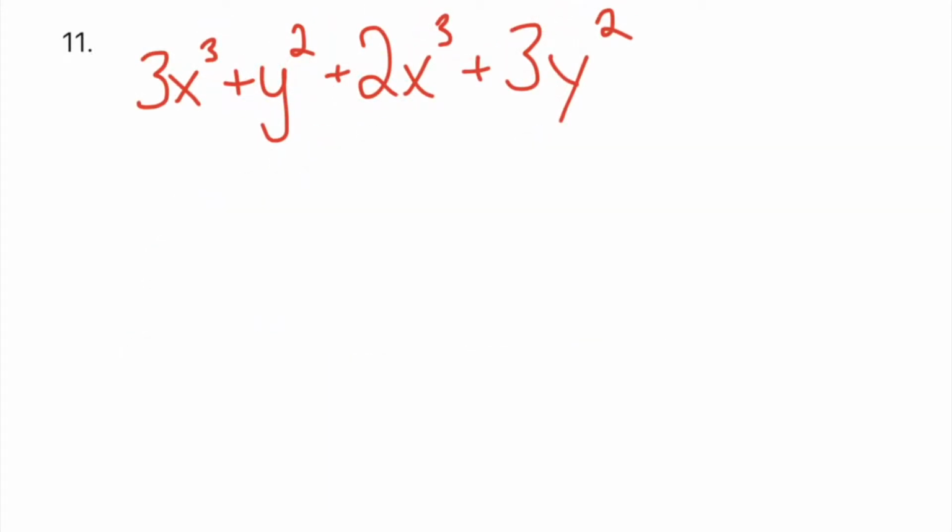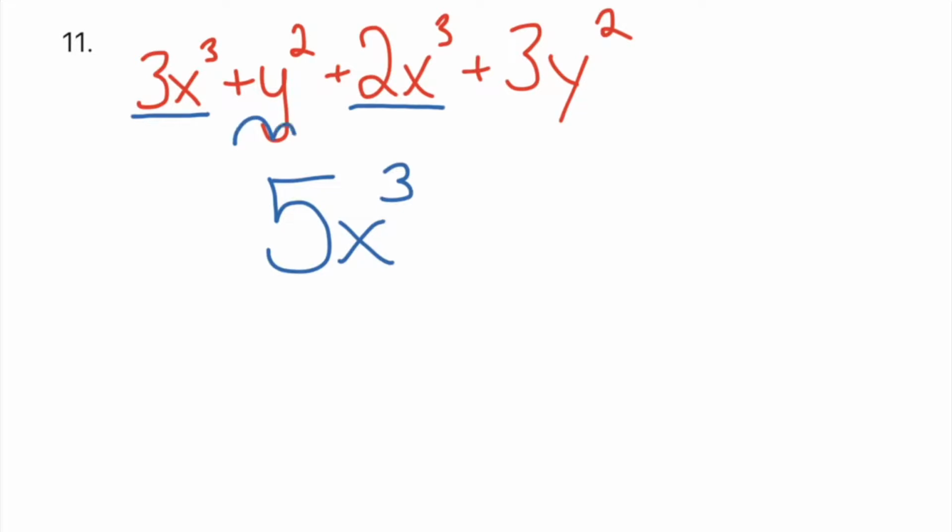Number 11 is combining like terms. So let's start with our first term. We have 3x cubed. So I'm going to look and see that we have another one that's an x cubed. So I can combine those. And remember, when you're adding and subtracting with like terms, you only add or subtract the coefficients. So 3 plus 2 is 5, but then their like terms stay the same. You just keep it x cubed.